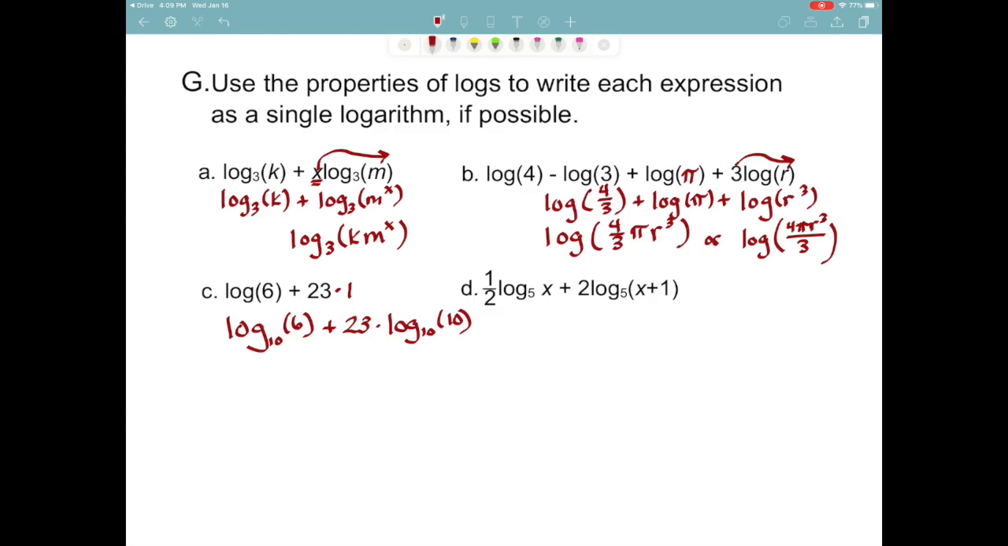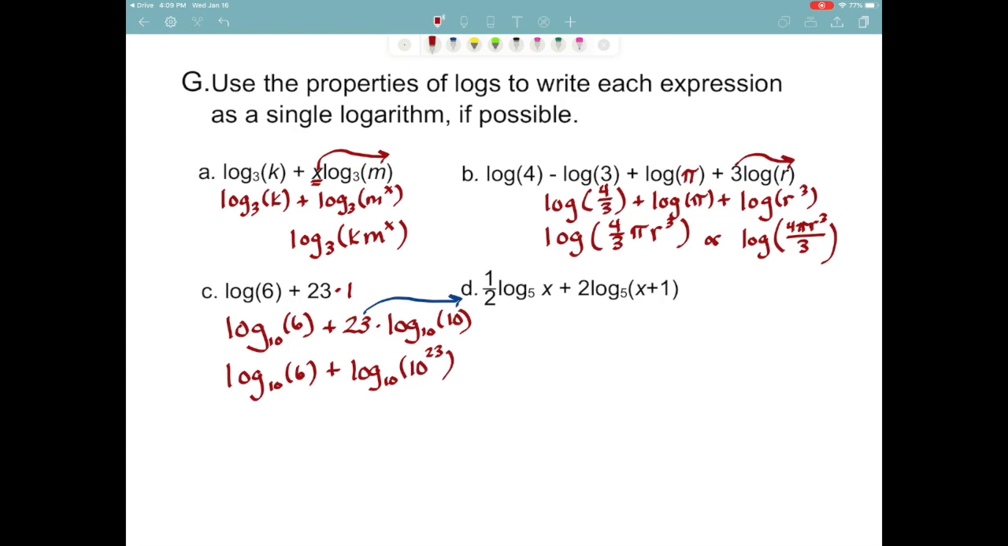Now, because 23 is the coefficient here, we could treat it like it's the exponent and move it up, and then we have 2 expressions with the same log base. So we have log base 10 of 6 plus log base 10 of 10 to the 23rd power.